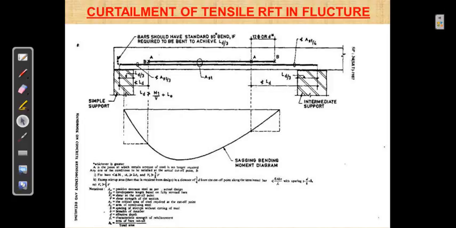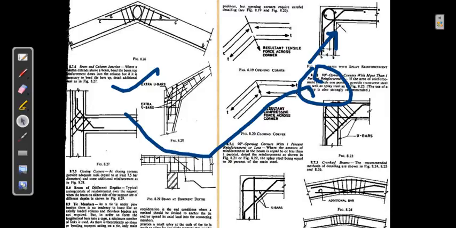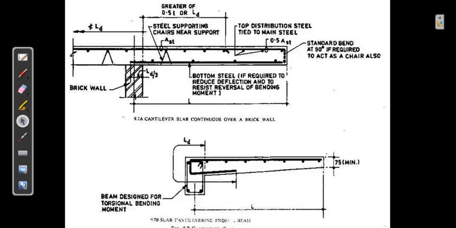So this is for a beam. Flexure means beam. See, as usual, this is the main bar. This is the intermediate support. This is the sagging bending moment. Okay, this is the support. And so these are the bars. See, this is for the cantilever, being designed for cantilever. That is, it is for torsional bending.